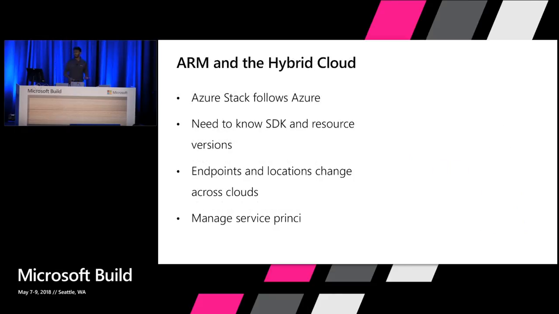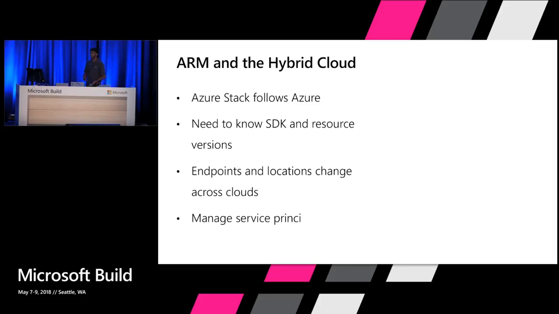ARM in the hybrid cloud. Again, Azure Stack follows Azure. You have different resource providers, say Microsoft.compute for virtual machines, Microsoft.network for load balancers, and they have different API versions as those teams push out new code. Azure Stack is always going to follow a little bit behind because we want to prove things out in Azure before bringing it to the private cloud. This means that when you develop for the hybrid cloud, you'd have to keep track of your different SDK versions. Which SDK supports this API version, and which API versions does the Azure Stack I'm targeting have?